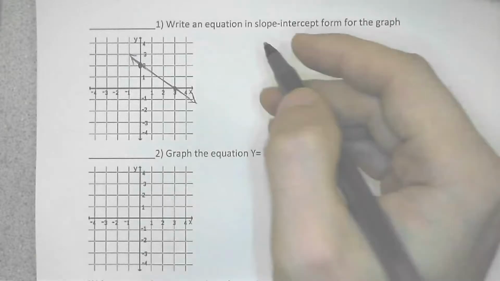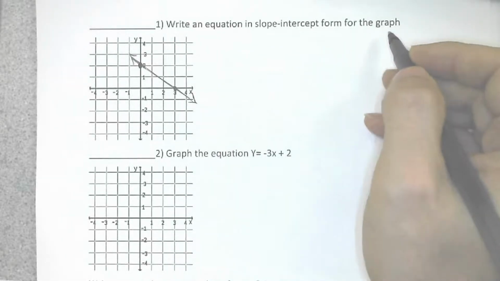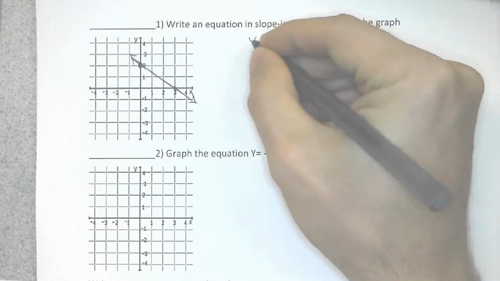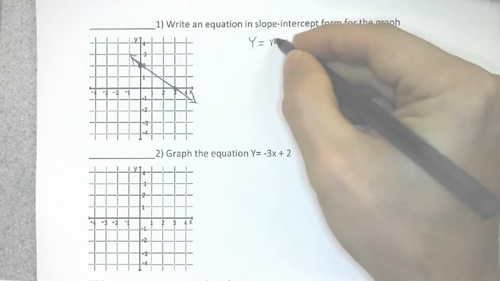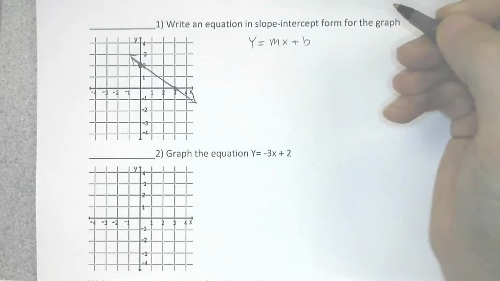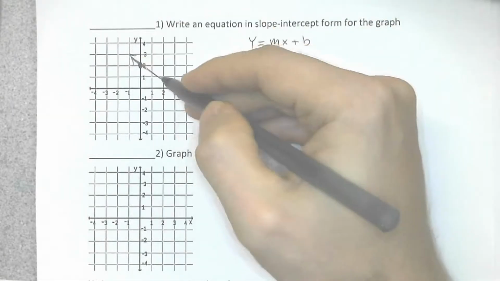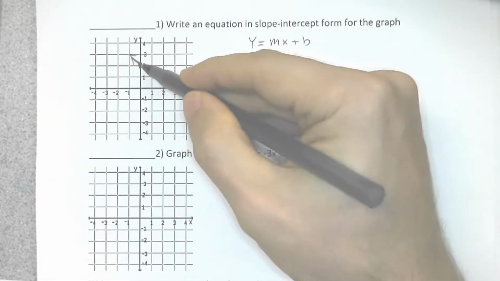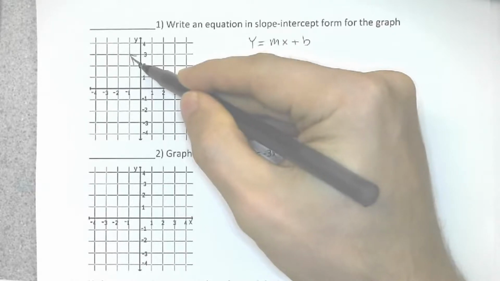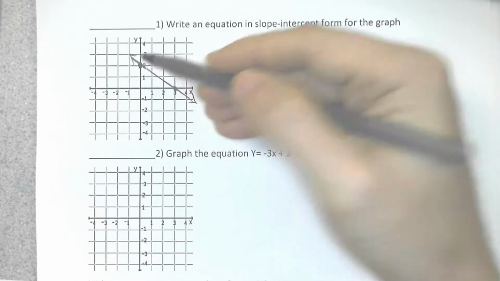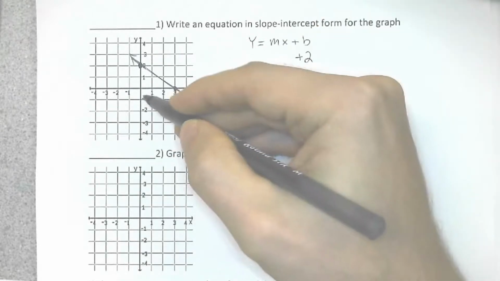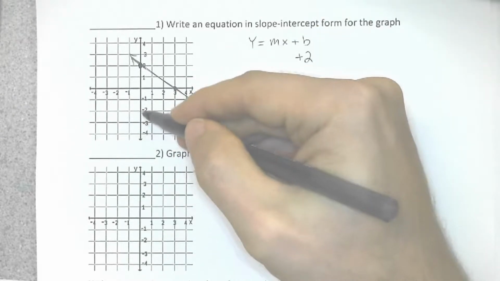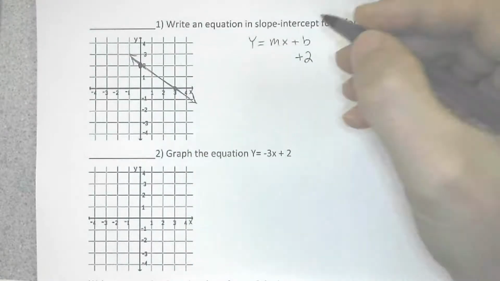Okay, so for this first one, we want to write an equation in slope-intercept form for this graph. Remember, slope-intercept form is y equals mx plus b. M is your slope, b is your y-intercept. So we look at the graph. Where the graph crosses over the y-axis, that is your y-intercept. That's where y equals positive 2. So this is going to be plus 2. If it crossed over down here, it would be minus whatever number.